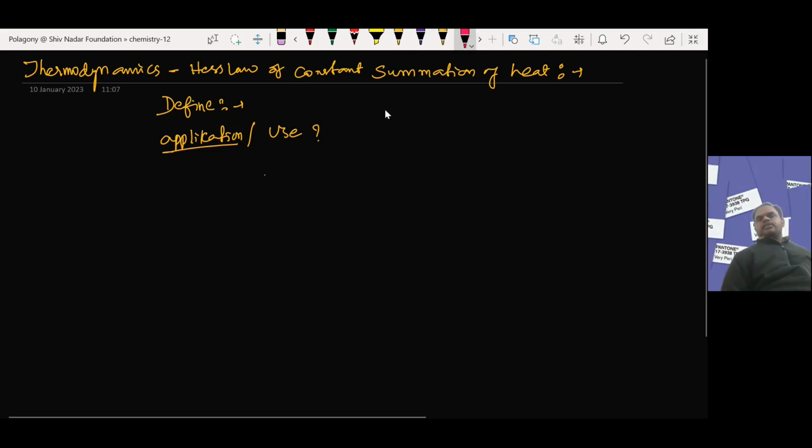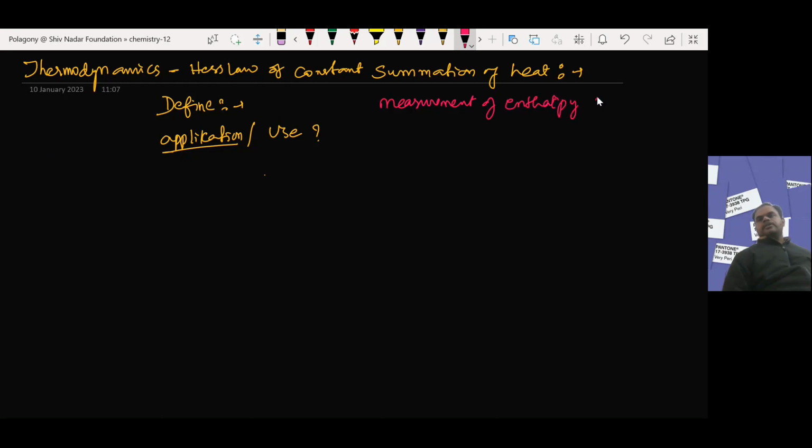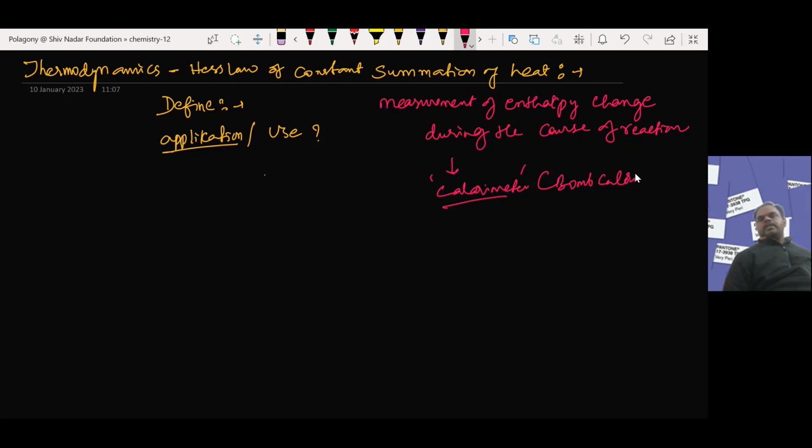In my previous lecture, I was talking about the measurement of enthalpy change during the course of a chemical reaction by using an instrument called a calorimeter, the bomb calorimeter. Measurement of enthalpy change experimentally all the time is not possible.